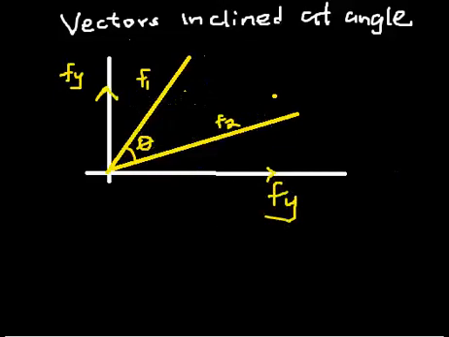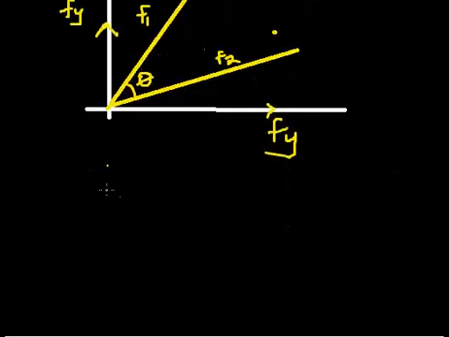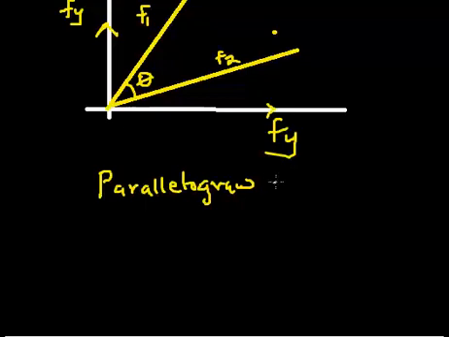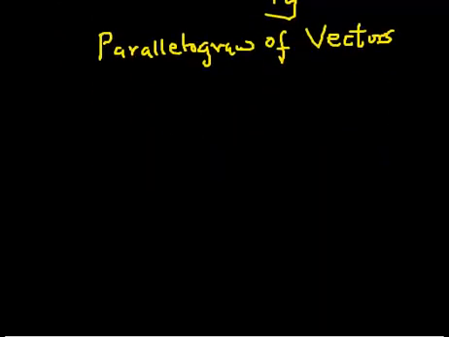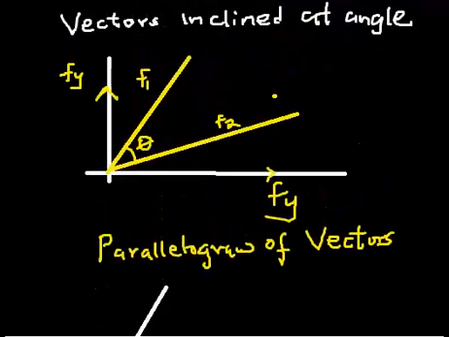we're going to apply the law known as the parallelogram law of vectors. How does that work? According to the parallelogram law of vectors, if I have two vectors inclined at an angle to each other, of course I've already given them F1 and F2.